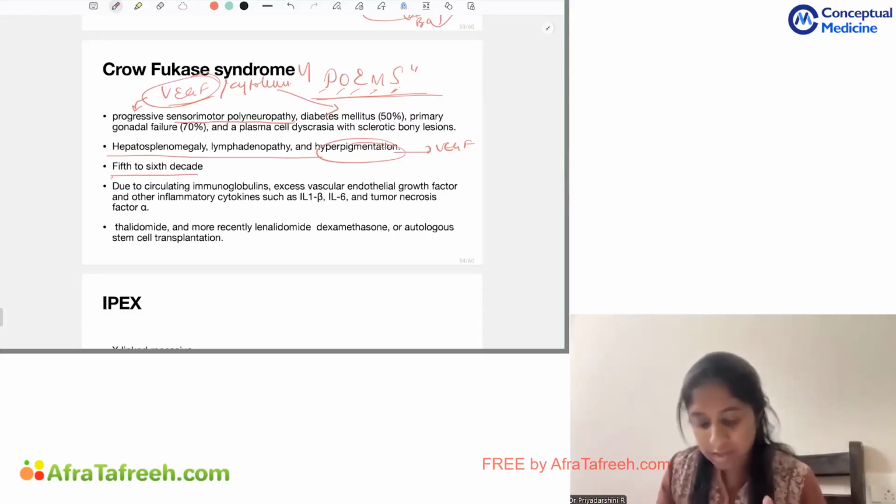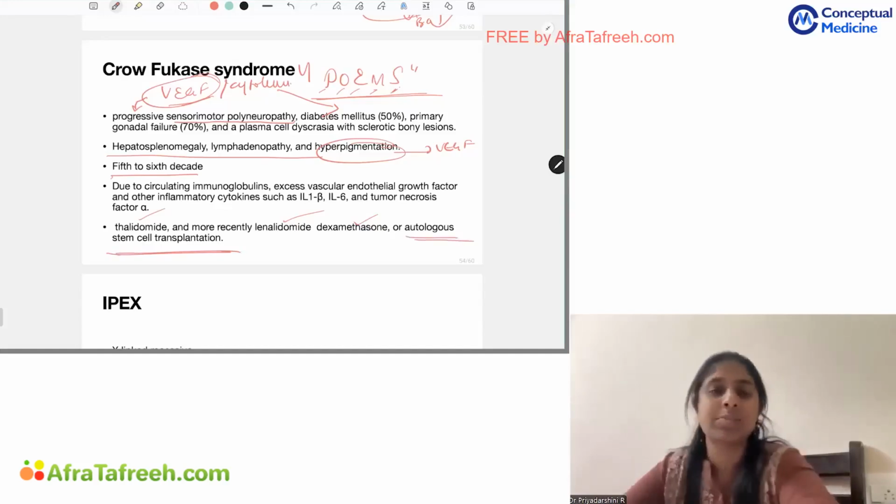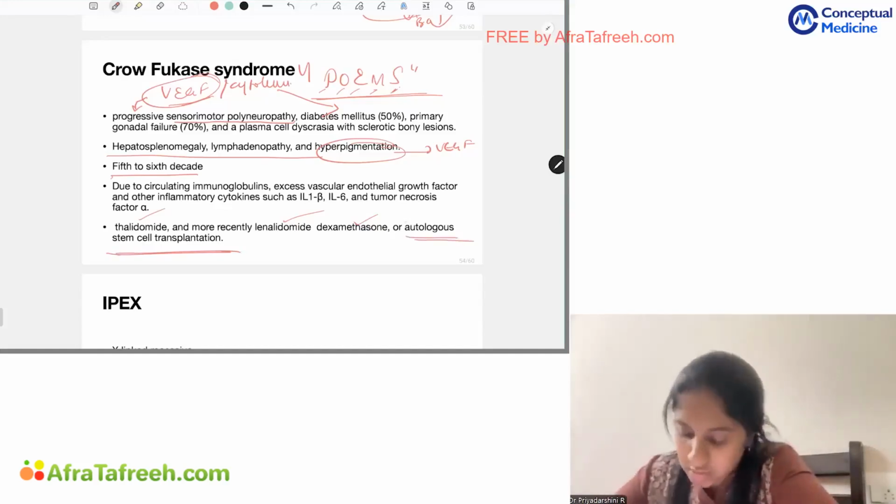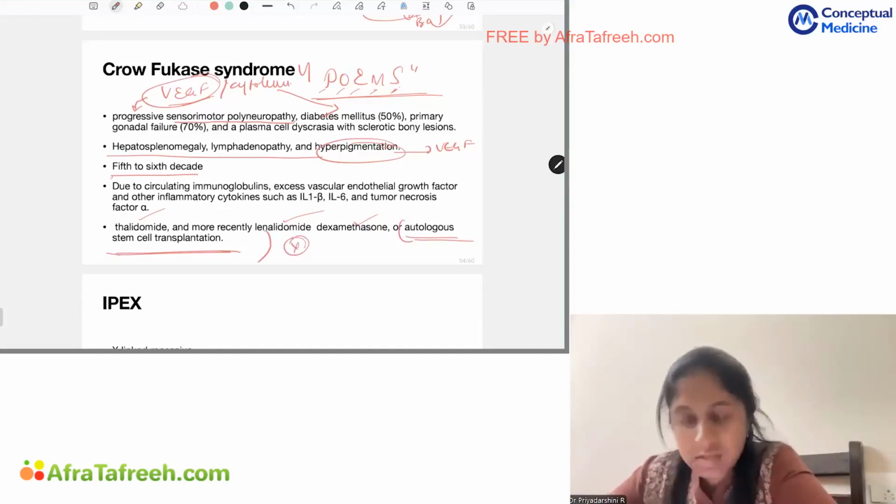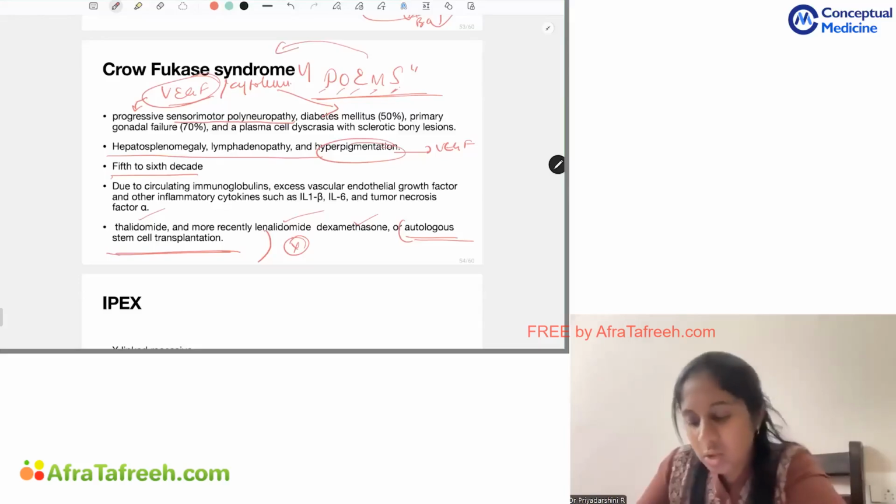So once it is diagnosed, you can go for thalidomide, lenalidomide, dexamethasone. But the ideal treatment of choice would be autologous stem cell transplantation in this patient. The recurrence rate is also quite higher in POEM syndrome. The POEM syndrome is otherwise called Crow-Fukase syndrome.